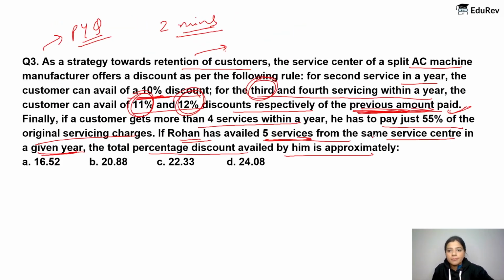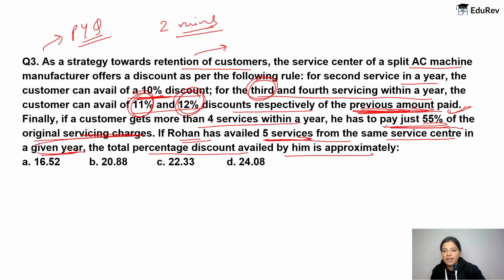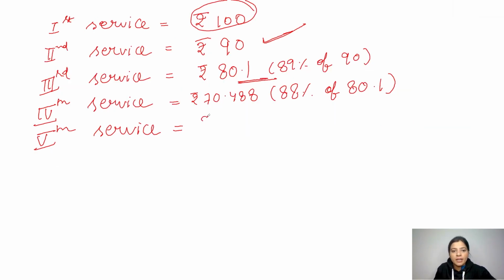after four servicing, he has to just pay 55% of the original servicing charge. Now it's not the previous amount paid, it is the original servicing charge, that is rupees 100. So on fifth service, he has to pay only 55% of this. Please mind you, this is not the discount this time. This is the amount paid directly, that is 55% of 100. So that will be 55 rupees.